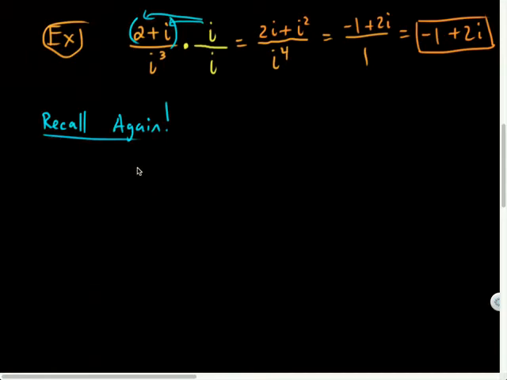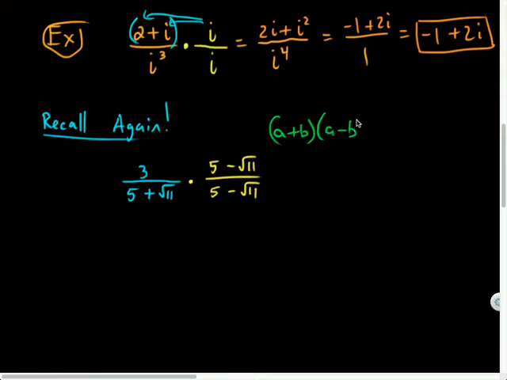Yeah. Recall again. Here we go. What did we do back in the day when I had 3 over 5 plus the square root of 11? Multiplied by the conjugate, 5 minus rad 11. Right? Multiplied by the conjugate. The concept there was that (a plus b) times (a minus b) is equal to a squared minus b squared. Am I right? I'm right.